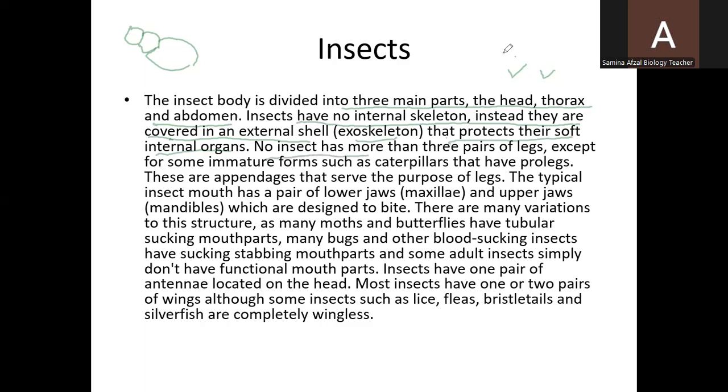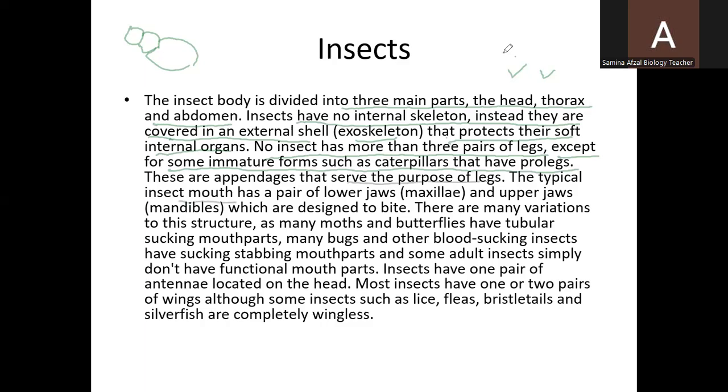No insect has more than three pairs of legs, which means they can have one pair, two pairs, or three pairs of legs. Except for some immature forms such as caterpillars, which have prolegs. Caterpillars are the larvae, the immature forms of some insects, so they have more than three pairs of legs. These are appendages that serve the purpose of legs.